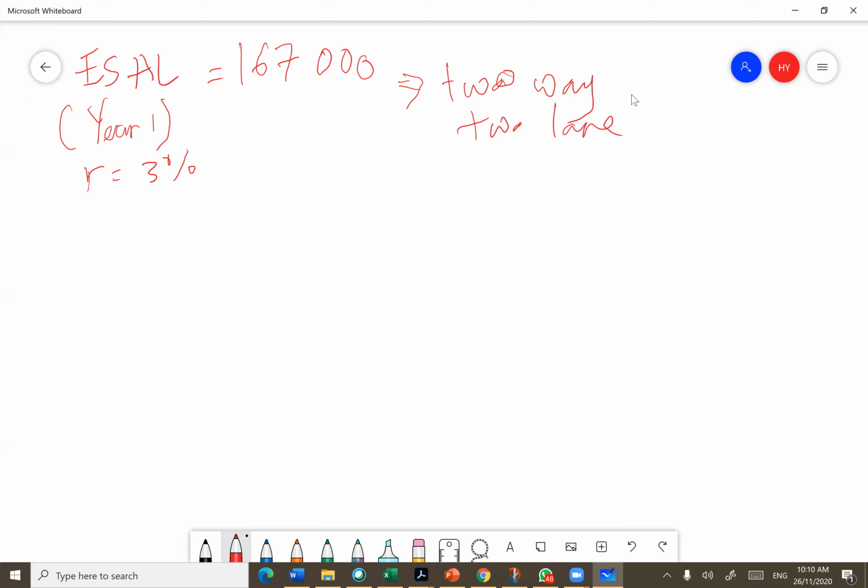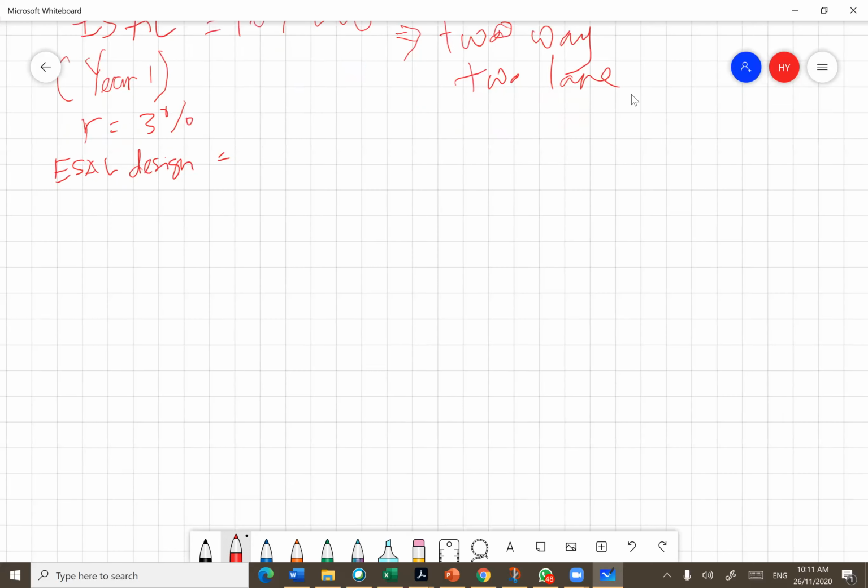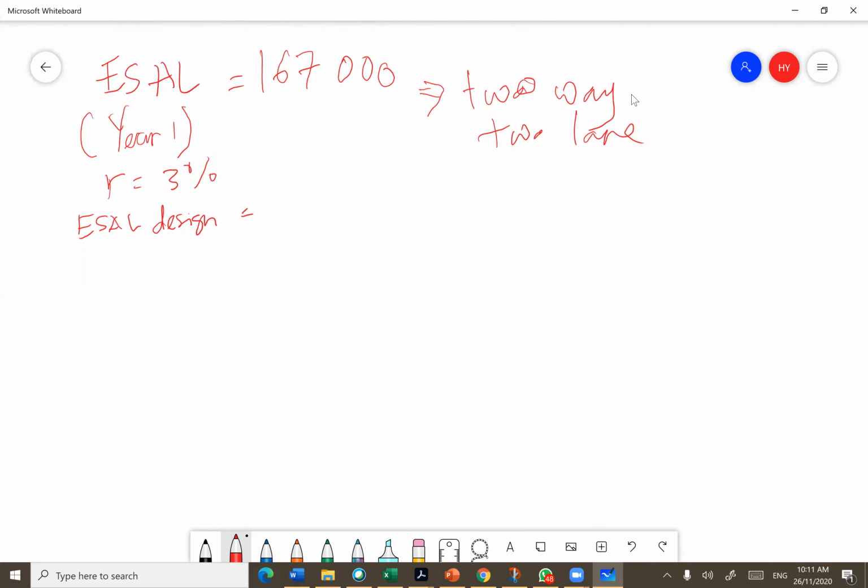Okay. Now, what can we do with this information? Can you find the ESAL design? Because this is ESAL for year 1, right? So we need to calculate the ESAL design. Okay, never mind, let's list out what things you have. Okay, we calculate the ESAL design first.